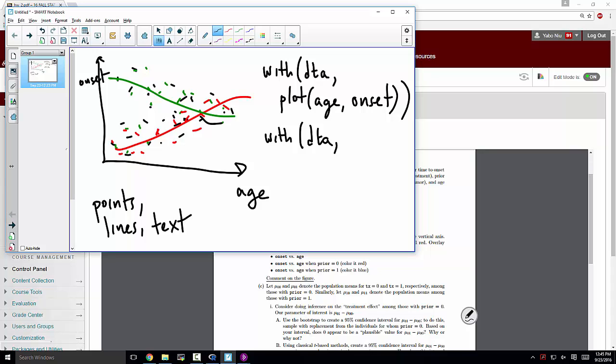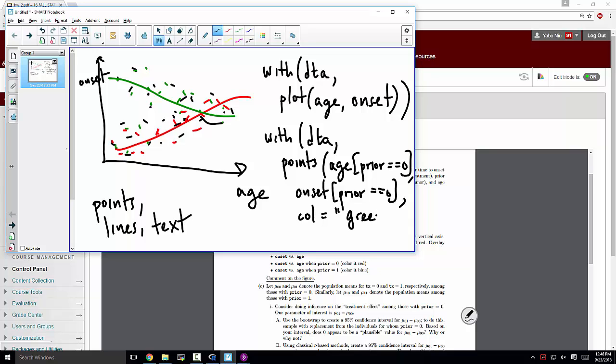So for example, here we could say points, age where prior double equals 0, comma, onset where prior equals 0. And then I could specify color equals what we want. In this case, we'll do green. That will overlay a green dot on all the black dots for which prior equals 0. So you can repeat that for prior equals 1 to get red dots for prior equals 1.